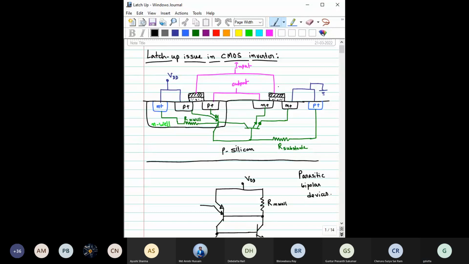Because here, when you apply negative voltage with respect to source, then what will happen? Here the charges will be induced, the holes would be induced here, right? And you have a path from here. Are you getting my point? What I'm trying to say?